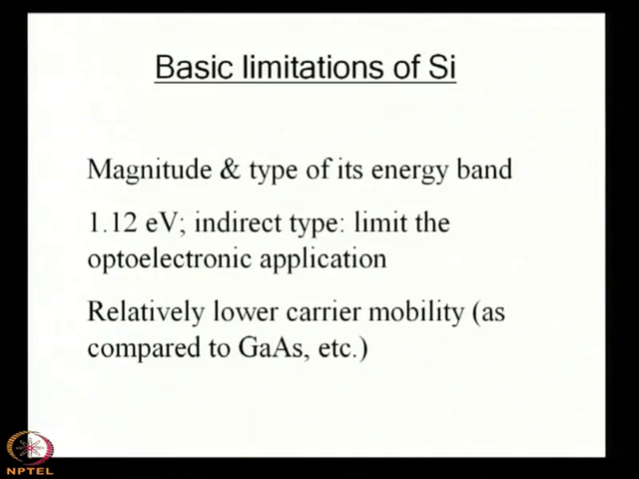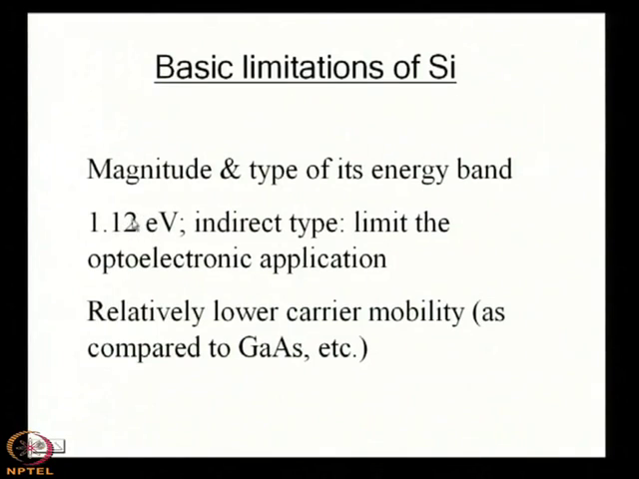Then what are the limitations of silicon? Is there any limitation for silicon? Yes, there is limitation for silicon. One limitation is the magnitude and type of its energy band. The magnitude is 1.12 electron volt. So, this 1.12 electron volt is an energy which is associated with the emission at the 1.1 micron.